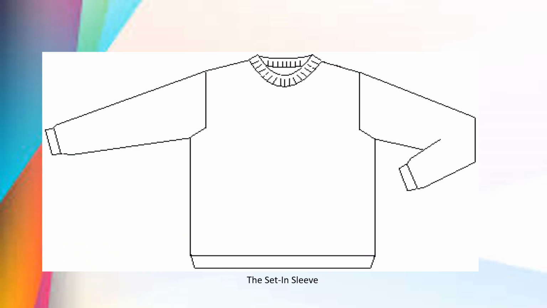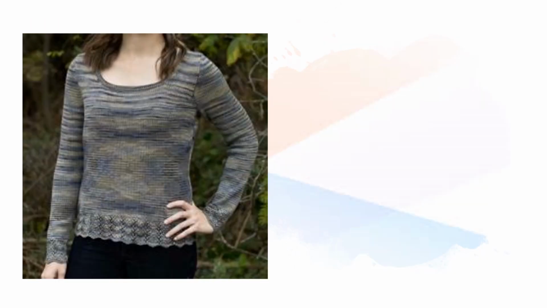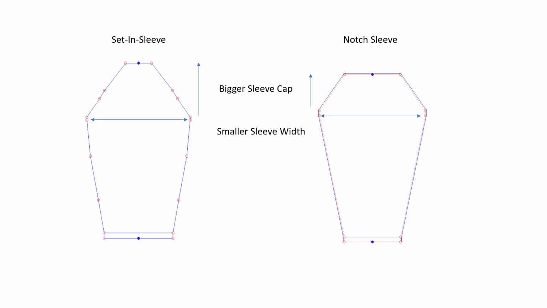The set and sleeve is a new entrant in knitwear styling and has become very popular because it fits more closely to the body, and is also known by other names like the fitted sleeve and pasted sleeve. For tight-fitting garments or for making smart-fitting t-shirts, the set and sleeve is the best option. The style is a modification of the notch sleeve style. This sleeve gives an excellent fit.